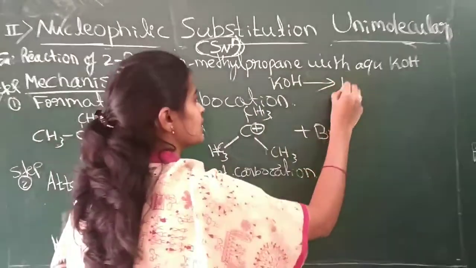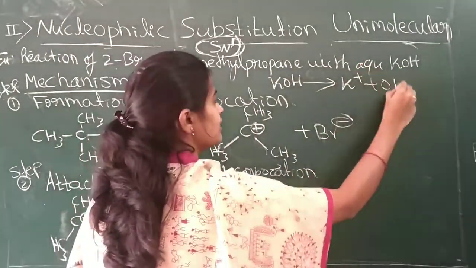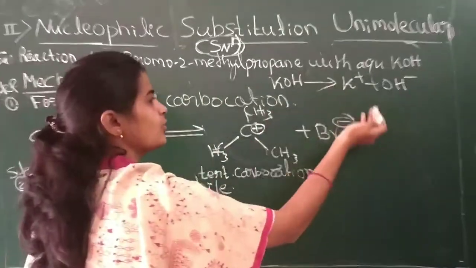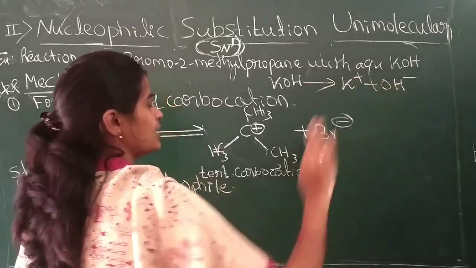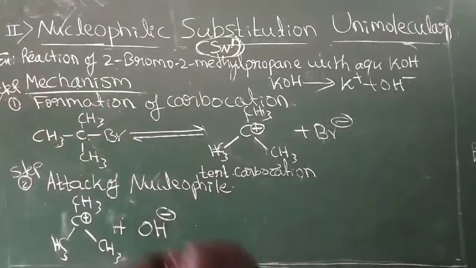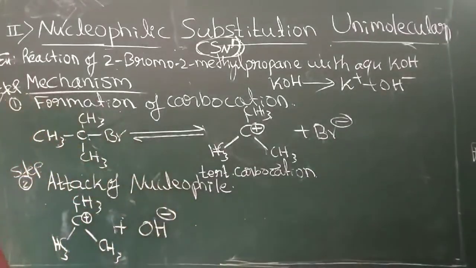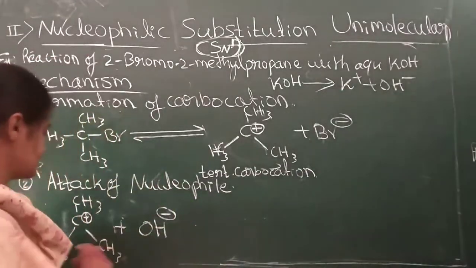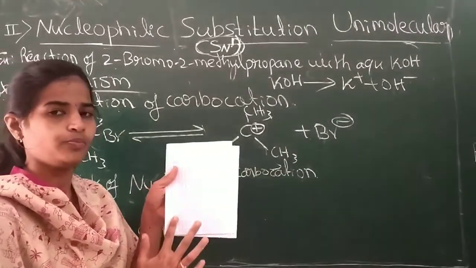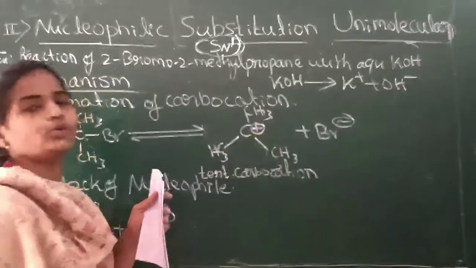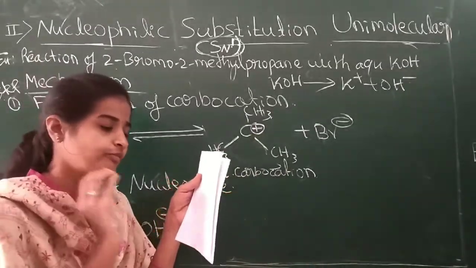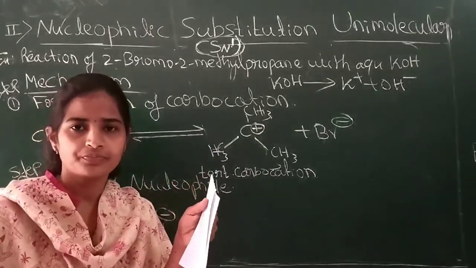KOH in aqueous medium undergoes ionization to give K plus and OH minus. This OH minus is our nucleophile. Now, as I have told, this is planar in nature: carbon atom, methyl group, methyl group, methyl group. The incoming nucleophile can attack from the back side of the carbon atom or from the front side of the carbon atom.